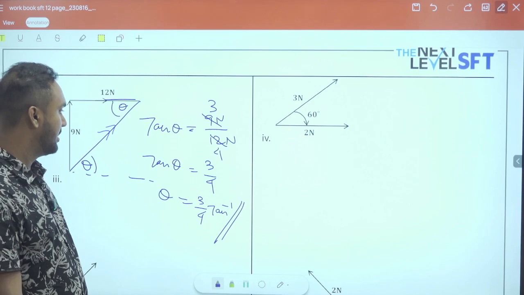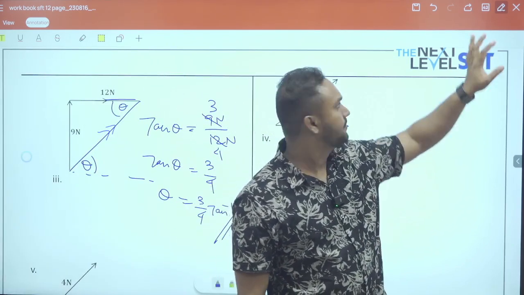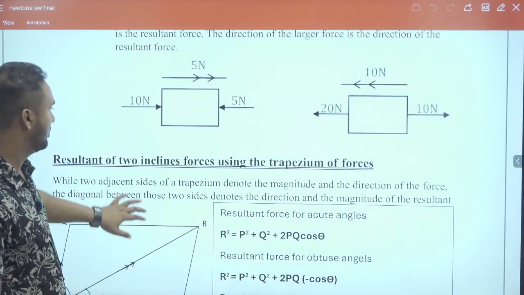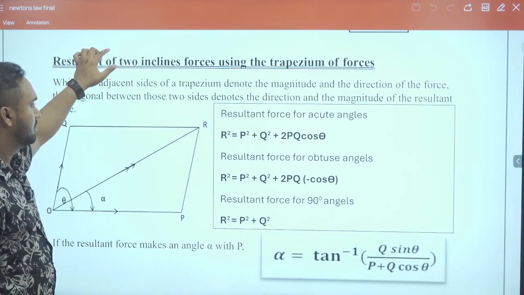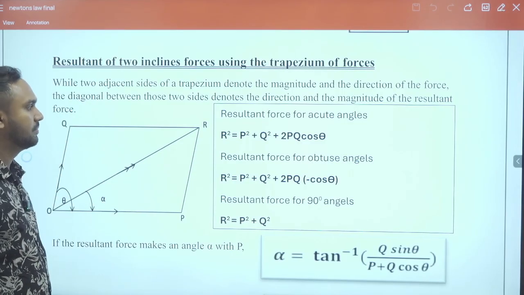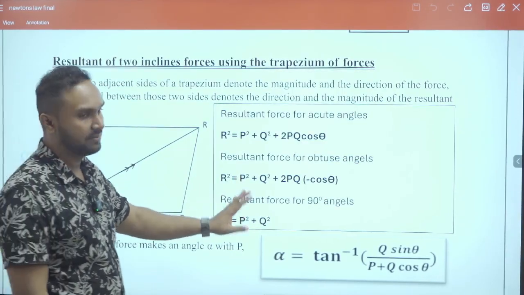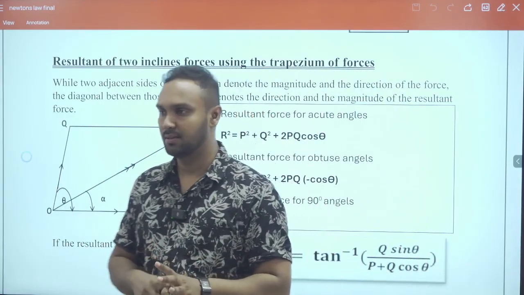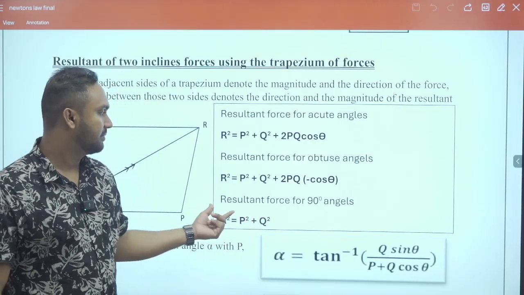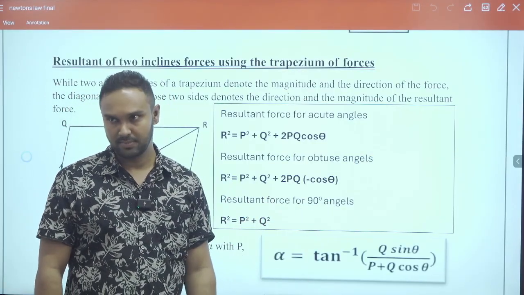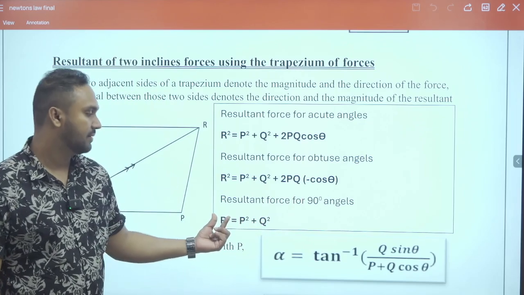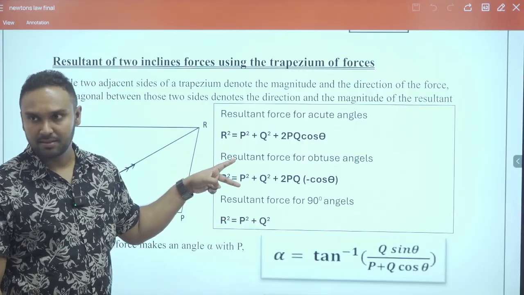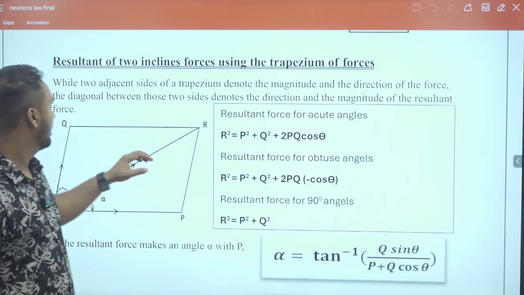Right? Now shall we come to the theory note? So this one equation is given when two of the forces are there. Three equations are there, and we only studied one now, which is this one: resultant force for 90 degrees of angle. When the angle is 90 degrees, R squared equals P squared plus Q squared. This is what we used. There are two more that we use, and we will discuss those later.